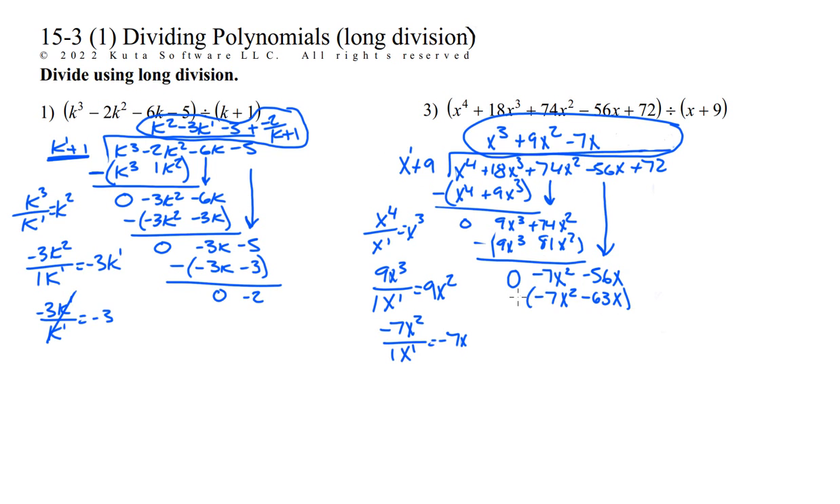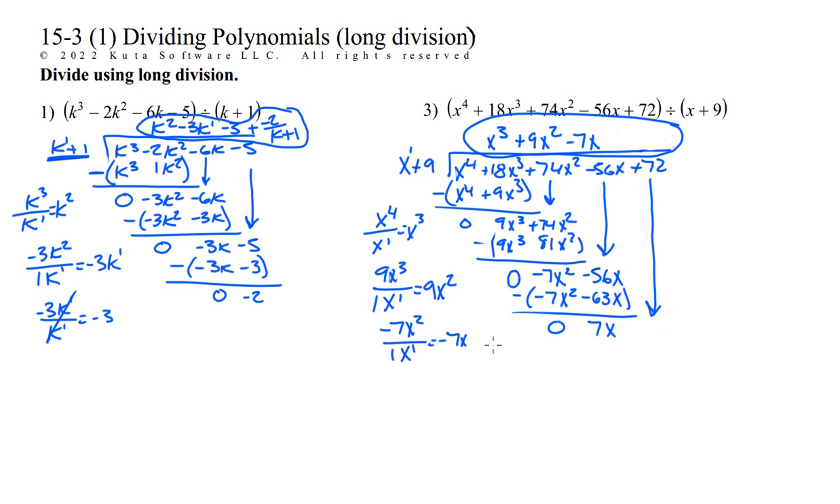And again, we're going to subtract this whole thing. So negative 7x squared minus a negative 7x squared is plus 7x squared. That turns into 0. Negative 56 minus negative 63 is positive 63. So really it's 63 minus 56, which is 7x.